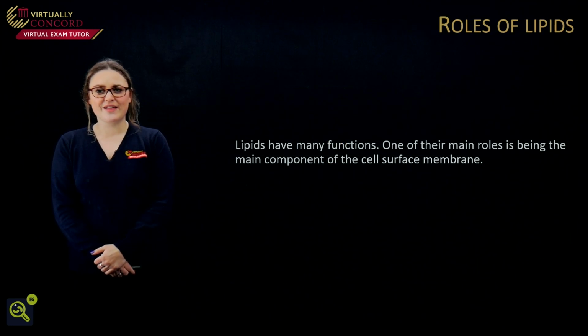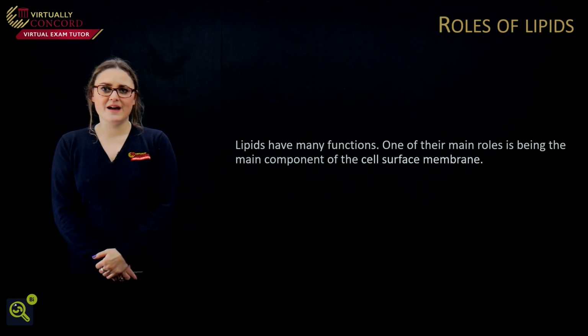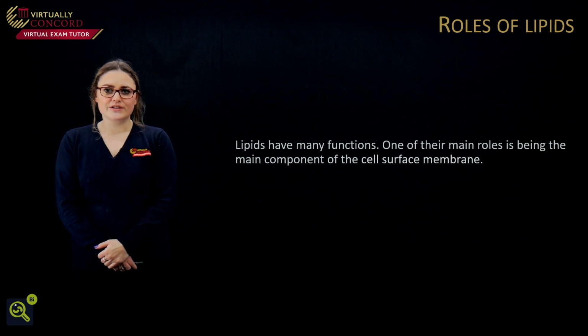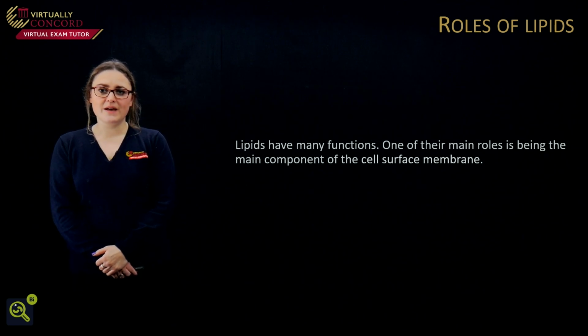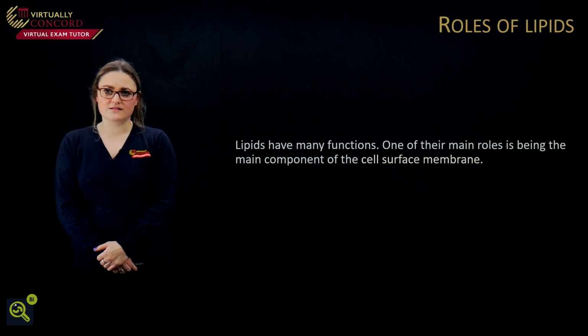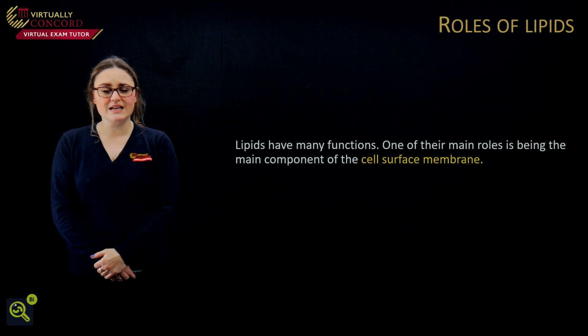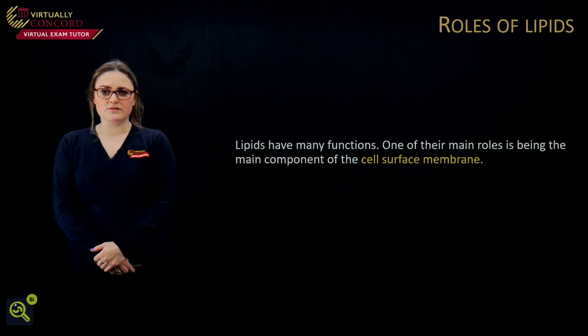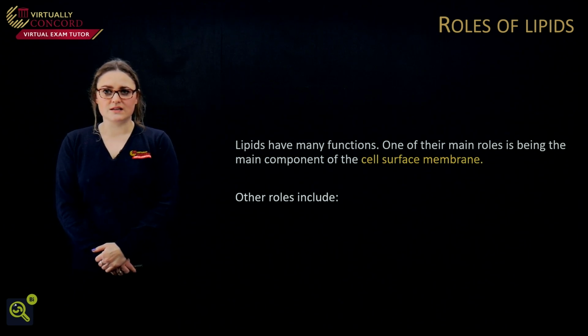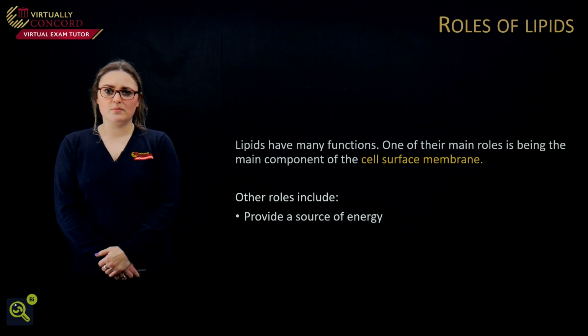We're now going to have a look at the roles of lipids before we then compare their structure and their function. So lipids have many functions. One of their main roles is being the component of cell surface membranes that we looked at previously, and there is another video about that. They have some other roles as well, and these include things like providing a source of energy. So when oxidized, lipids actually provide more energy than the same mass of carbohydrate.